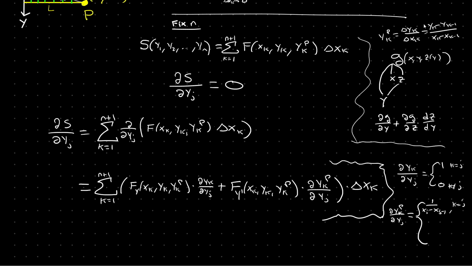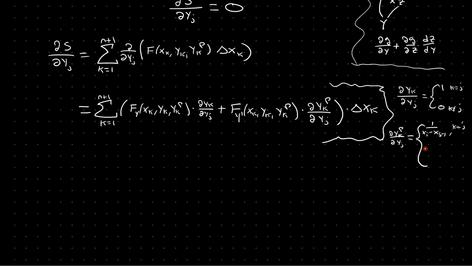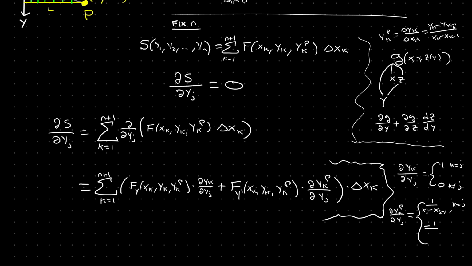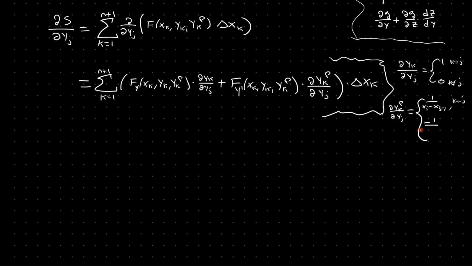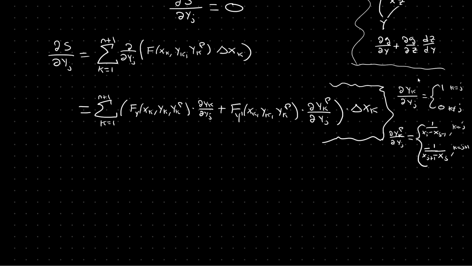If j equals k minus 1, this is going to be negative 1 over, and when j equals k minus 1, the derivative of yj minus 1 is 1. You have a negative sign here, so it's going to be negative 1. And if j equals k minus 1, then k equals j plus 1. So it's 1 over xj plus 1 minus xj. This is when k equals j plus 1, or j equals k minus 1. And it's going to be 0 otherwise.